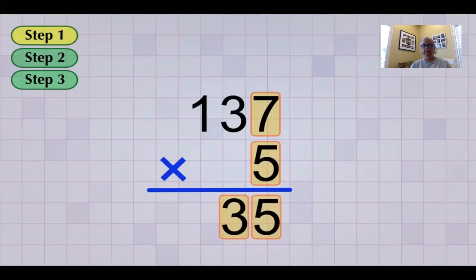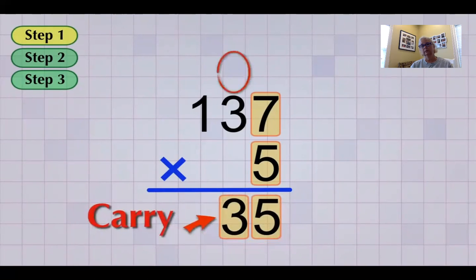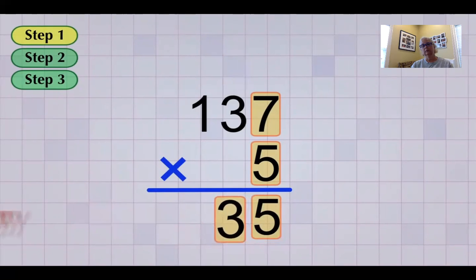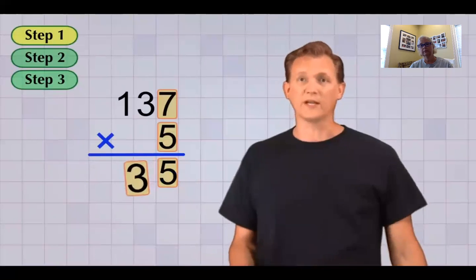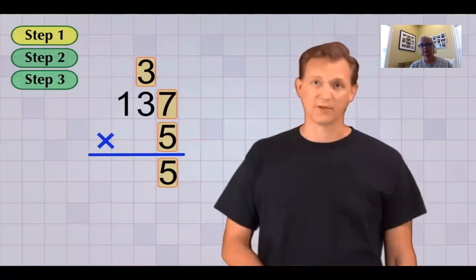Now, just like with addition, when we get a 2-digit answer, we have to carry the first digit to the top of the next column, because it'll be in the way of the next answer digit if we don't. So the 5 stays down here in the ones place of the answer, but the 3 gets carried up to the top of the tens place column.